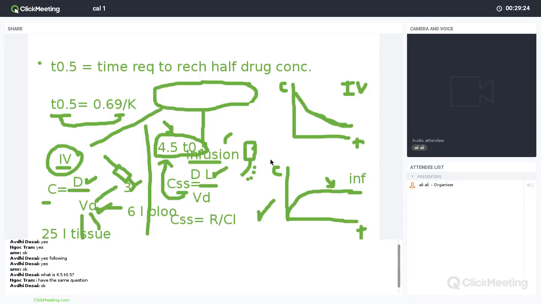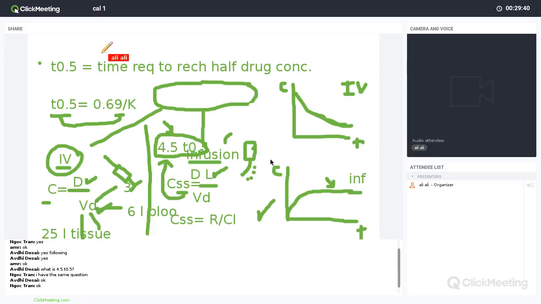Then we can continue. Okay, Daisy, okay. Train, okay, good. So it is only the time required to reach steady state concentration.